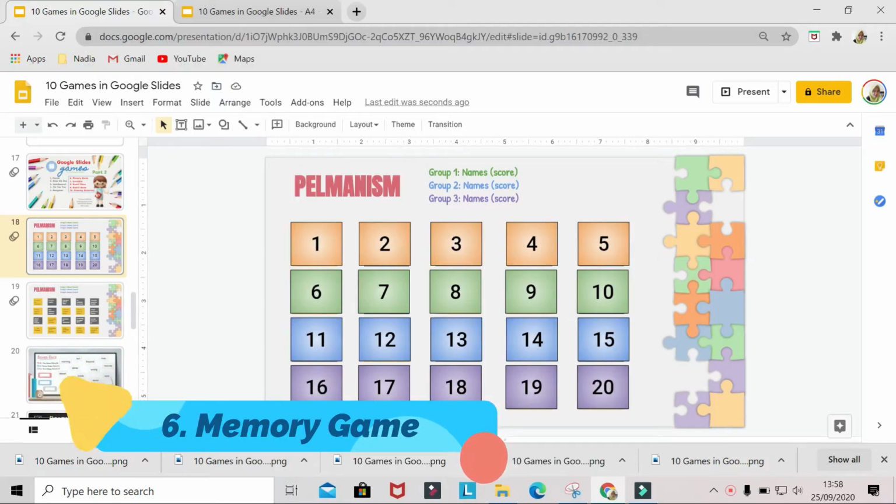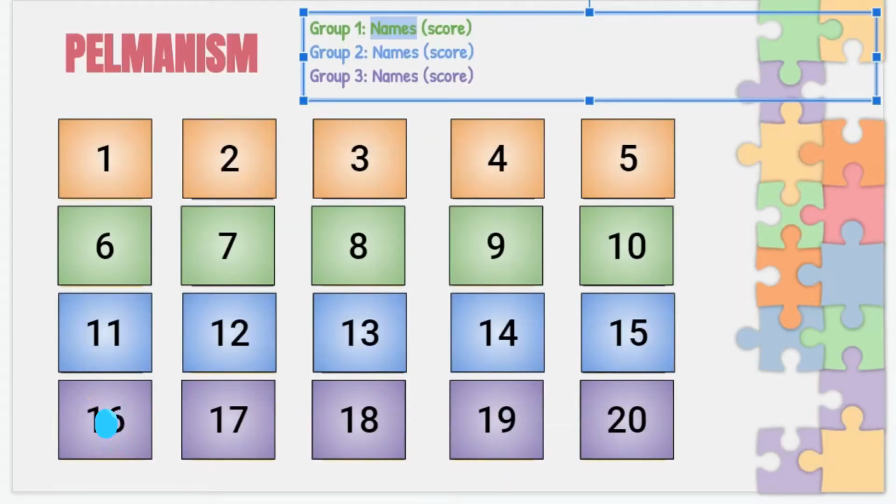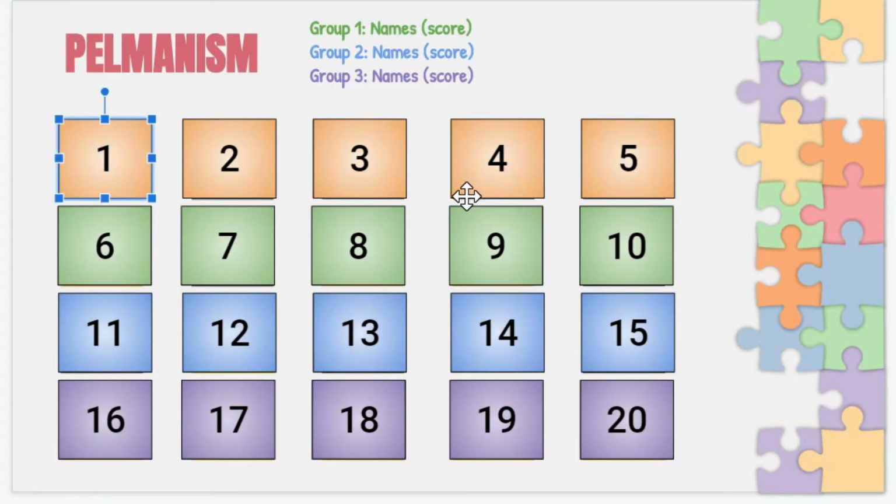Pelmanism or memory game can be played individually or in groups. So first, the students write their name over here and then they take turns to play. The first group will choose a number, for example number 1, and reveal what's under it. Because this is third conditional, we have to find the matching phrase to make this question correct.